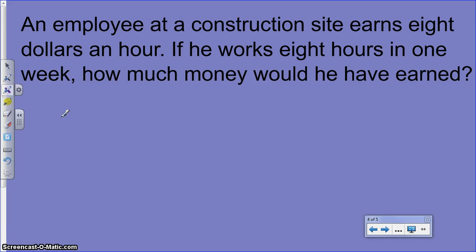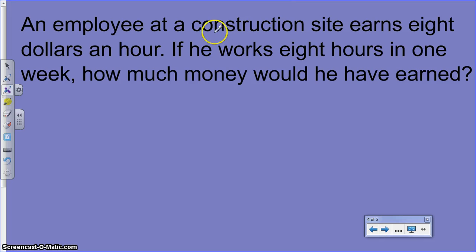But you're going to really want to know how to multiply when it comes to this, because there's going to come a time in your life where you're going to be working for an hourly wage. And if you're adding instead of multiplying, you might get a messed up paycheck that you don't realize. So you want to make sure you know how to multiply.